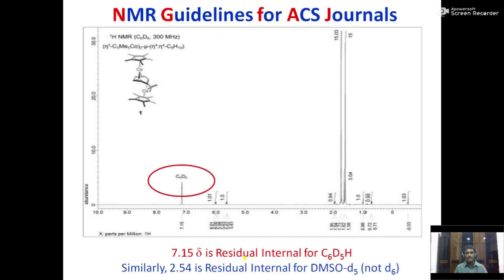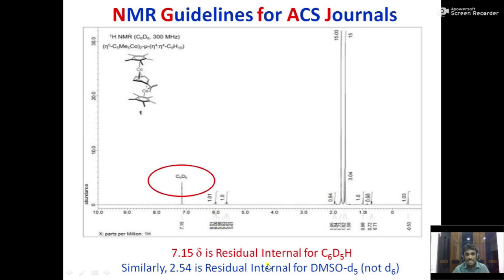Now, if you have a glance at the NMR guidelines for the ACS journal, then you can see that, as I have told you, if you are using deuterated benzene, the peak appears at 7.15.